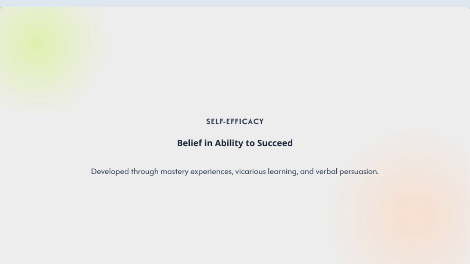And then there's verbal persuasion, encouragement, and positive feedback from others. When someone we trust tells us we can do something, it helps us build that inner belief that we're capable. All these elements, mastery experiences, vicarious learning, and verbal persuasion, together create a strong foundation for self-efficacy.